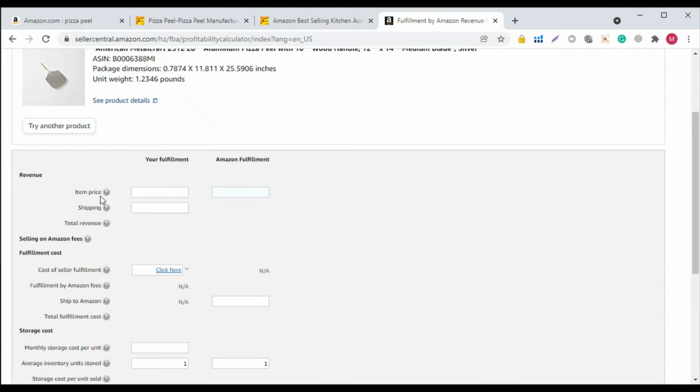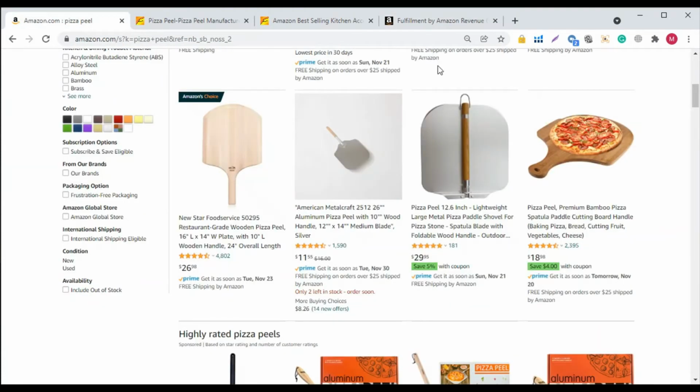So the first one says item price. Item price will be the price at which you want to sell on amazon.com. So you can take a rough idea from amazon.com of how much your competitors are selling for.